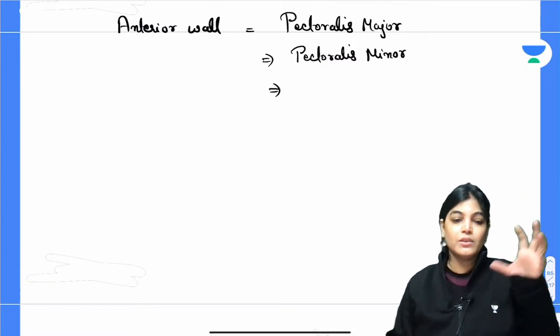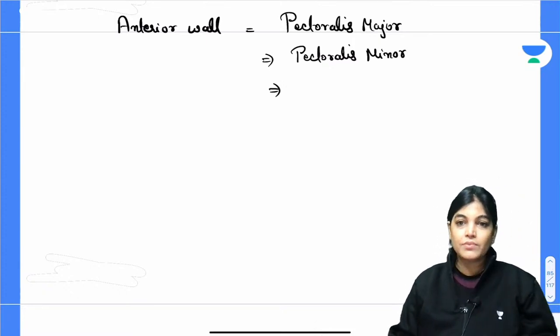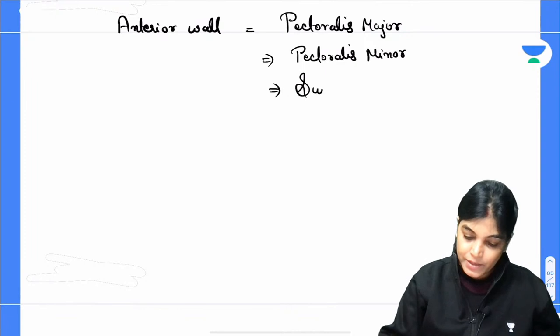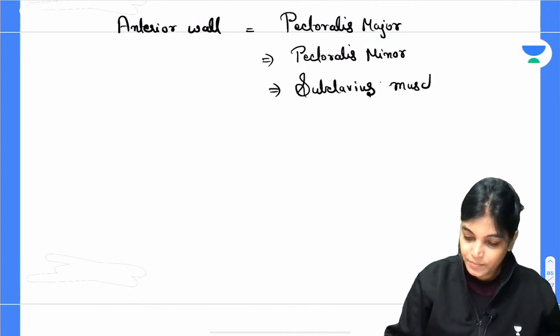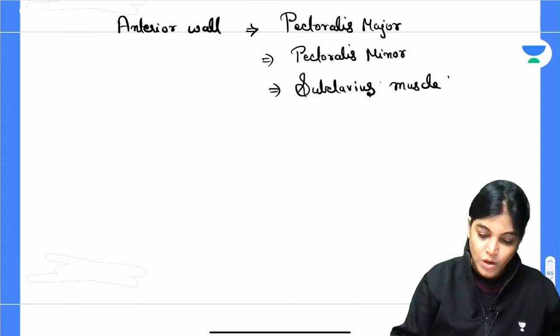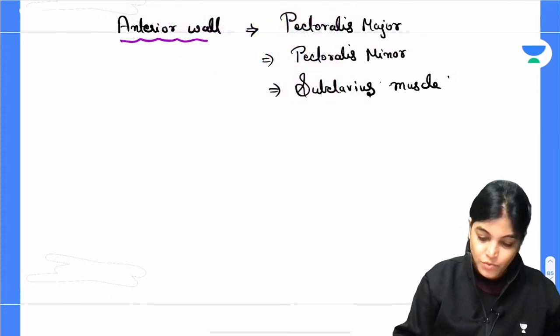And just in the groove of the clavicle, we have got subclavius muscle. Okay, so this is what is forming the anterior wall, my dear aspirants.